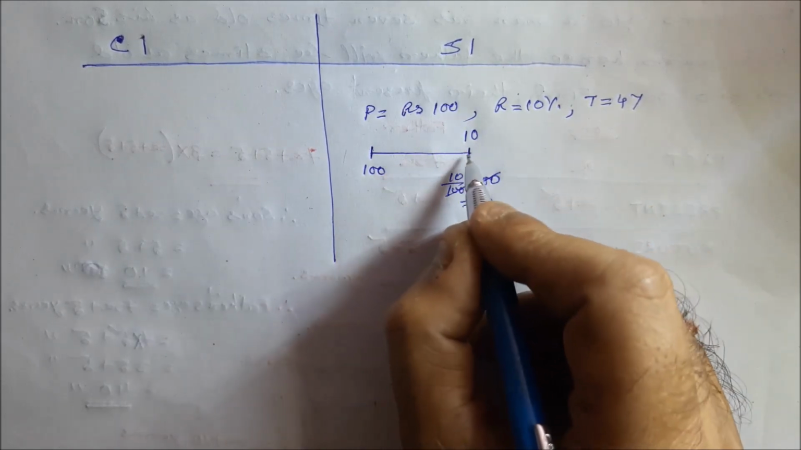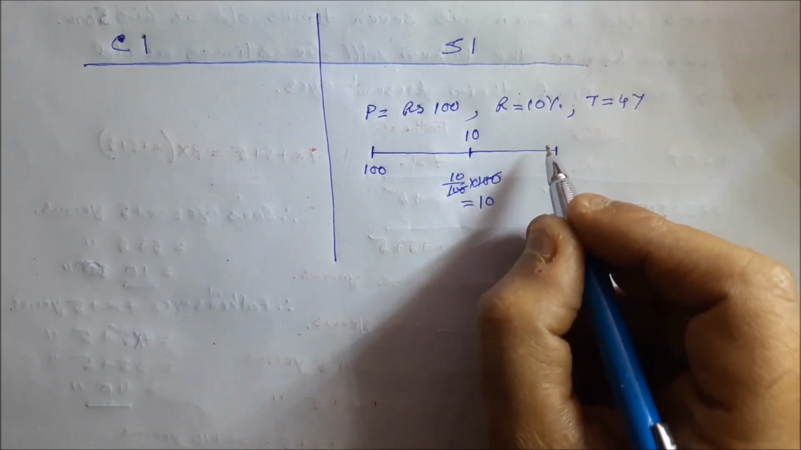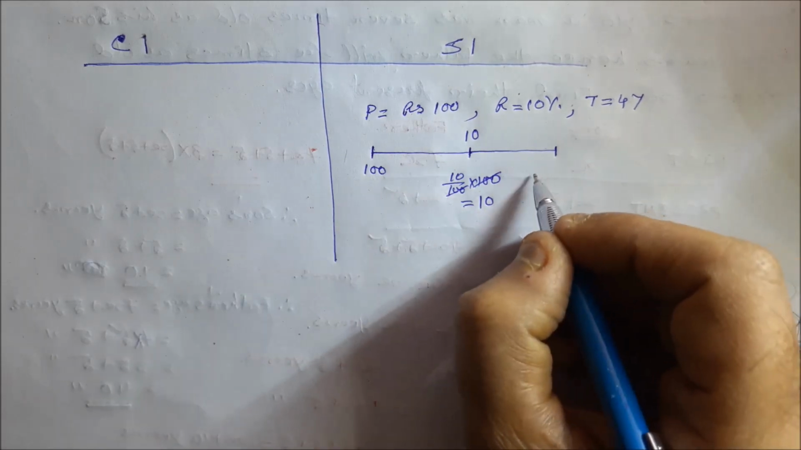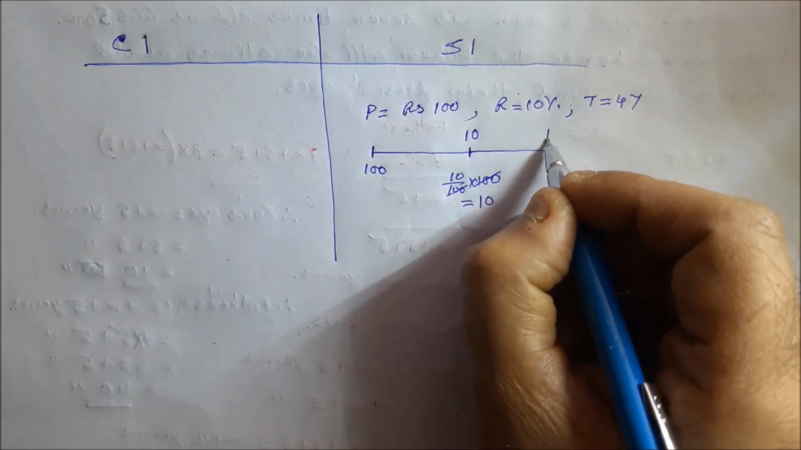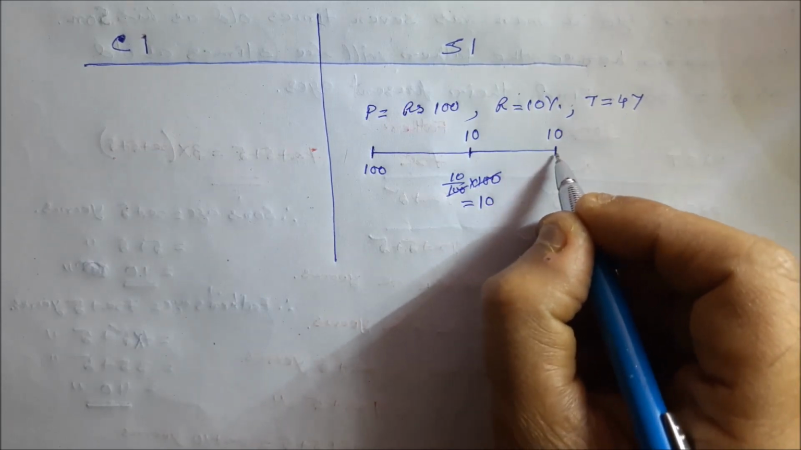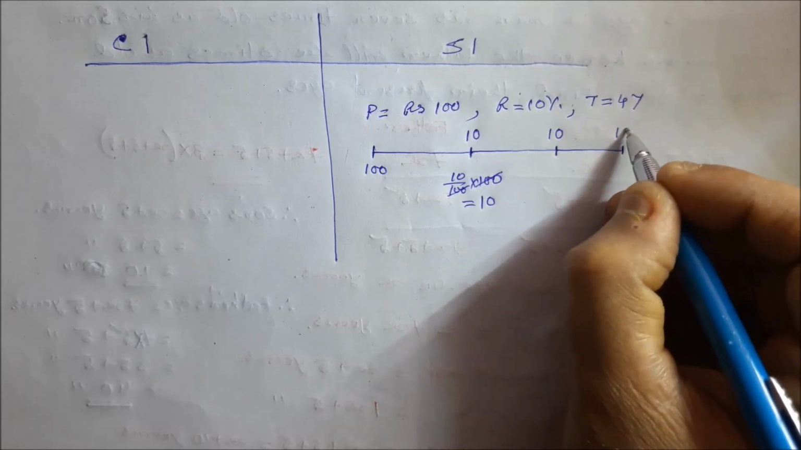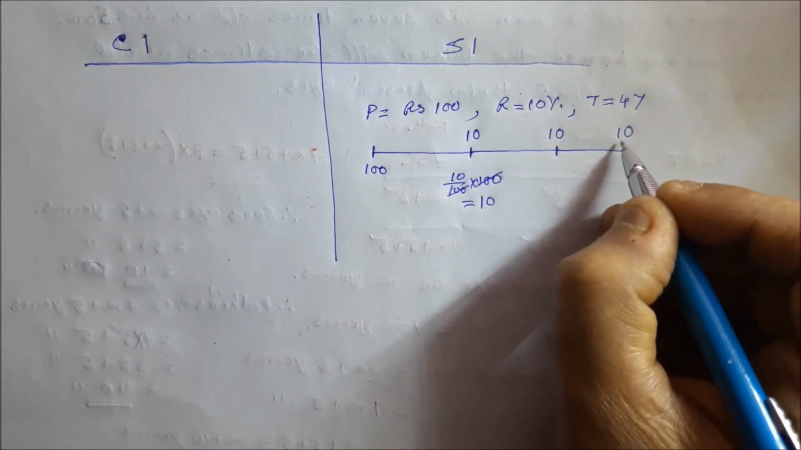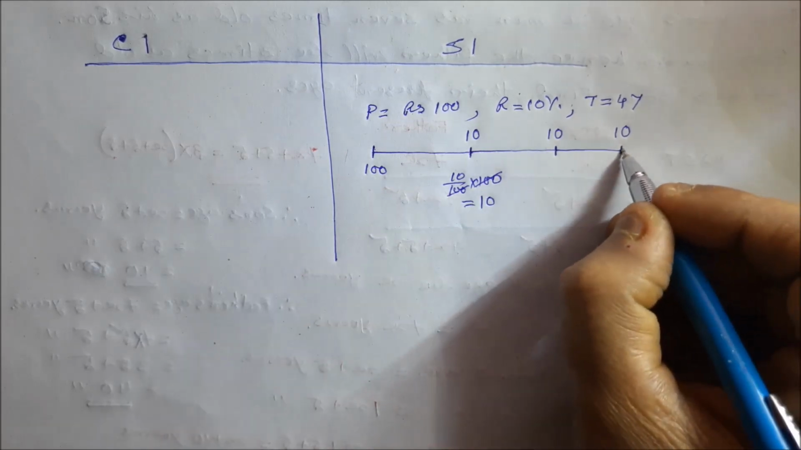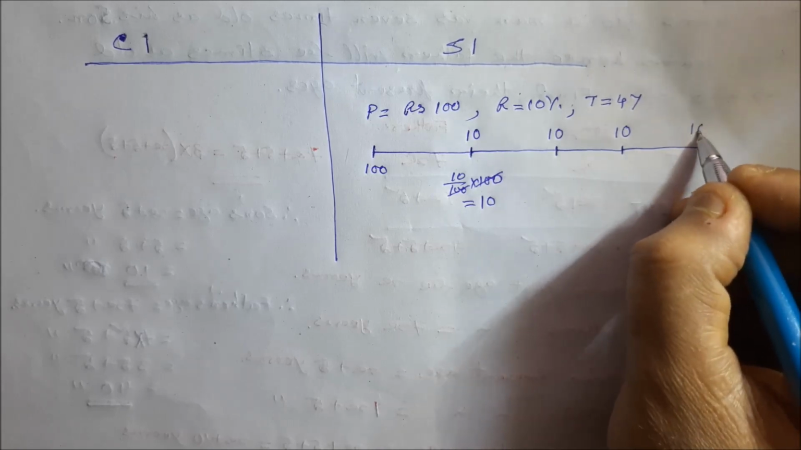After 1 year. Next year, the bank will give again 10% interest on the amount 100 rupees. So again 10% of 100, that means the bank will give you extra 10 rupees after the second year. So after the third year, the bank again will give you 10% interest, that means rupees 10 for the amount rupees 100. And after 4 years, again the bank will give you 10%, that means the amount 10.